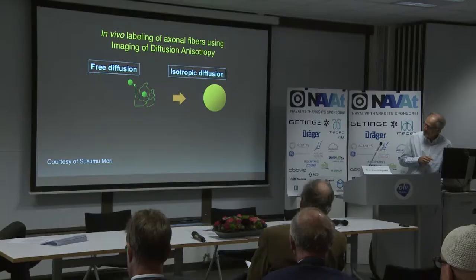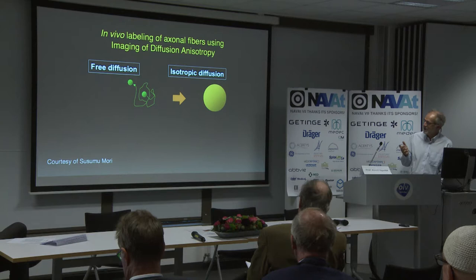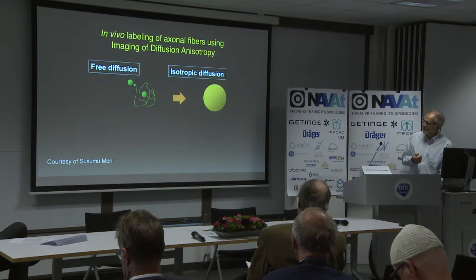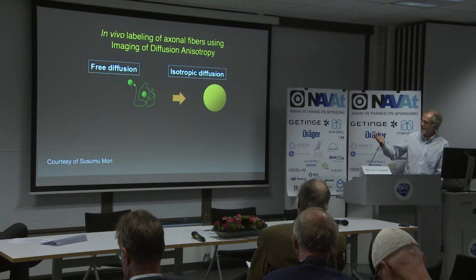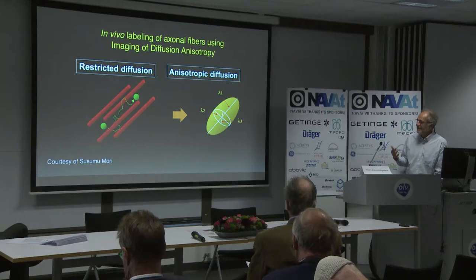So then the diffusion imaging. Just to give you some background on that, of course you've seen a lot of these images. Water diffuses freely in a glass or a beaker, it diffuses freely and isotropically. It has equal probability of diffusing anywhere in the glass. But you put it in a brain, it's very different. Now the diffusion is restricted.